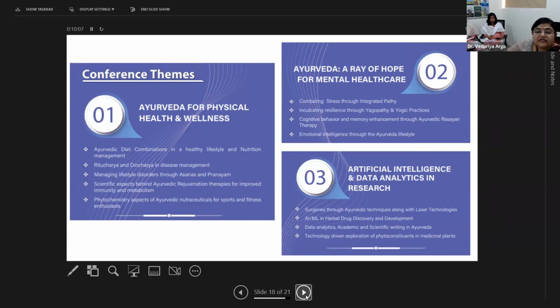So this is our second thematic area. The third thematic area is very important and novel for all of us. It is artificial intelligence and data analytics in research. It includes surgeries, AI/ML, data analytics, and the technology-driven approach for the phytoconstituents in medicinal plants.